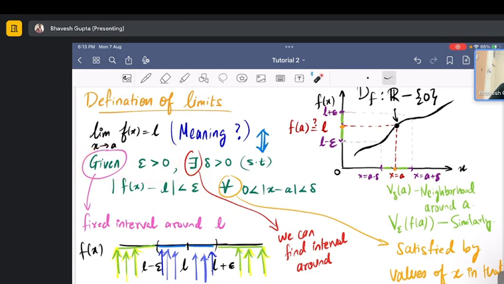Let's say you came to me and gave me an interval around this limiting value. So I can always find an interval around the x-axis, around that particular point which I am interested in, such that all of these points will get mapped to this interval. So that's the meaning of these limits, and this is how we write it mathematically.